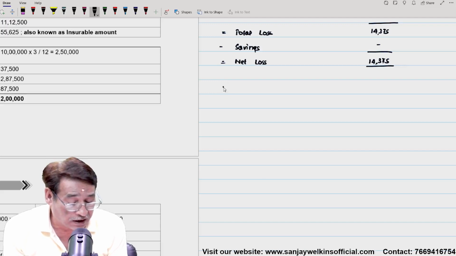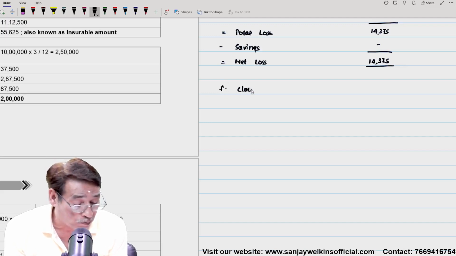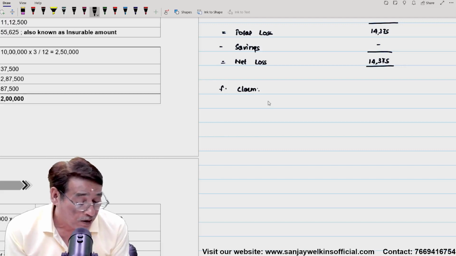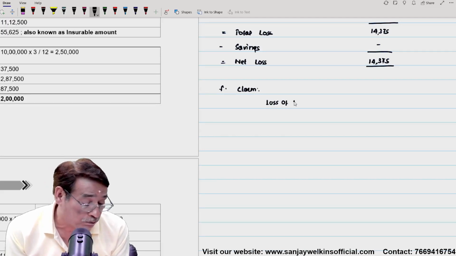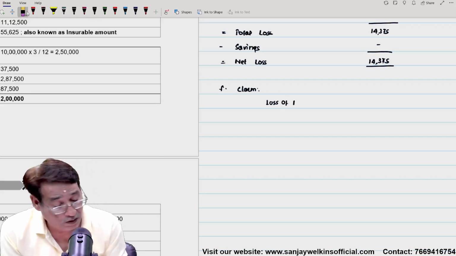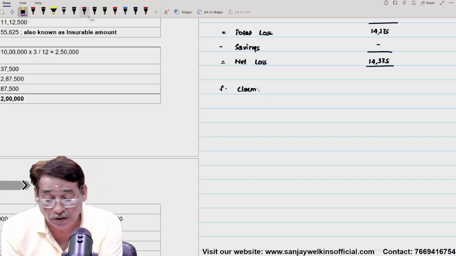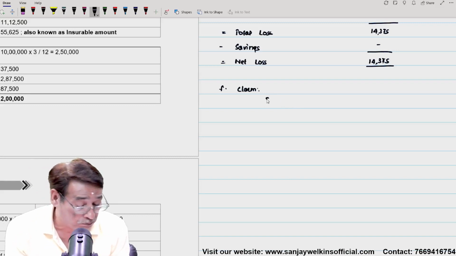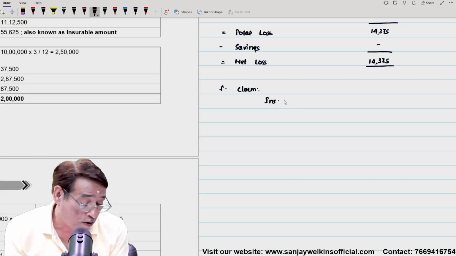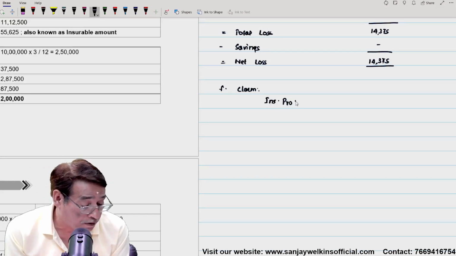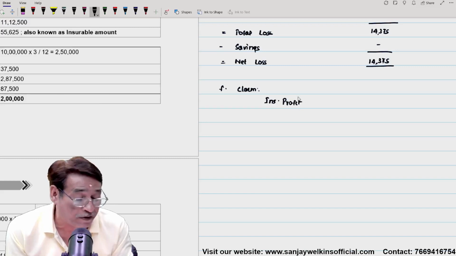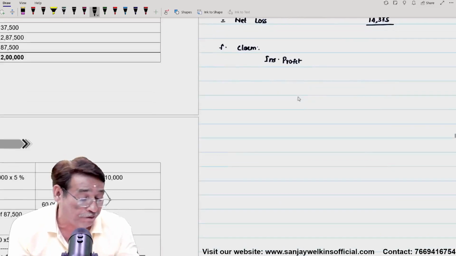Now, after that, the last step is the claim. Once again, you will write here loss of profit. First you write the insurable profit. Insurable profit means gross profit on annual adjusted turnover, which we computed as 55,625.